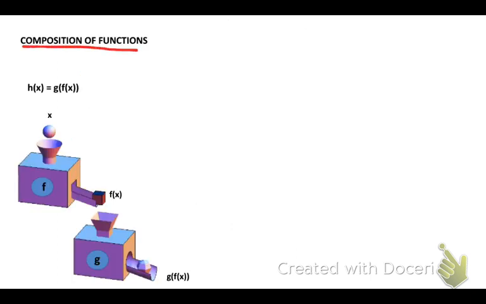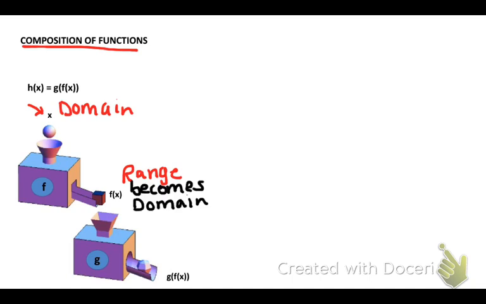Composition of functions. So now we have a function within a function. So we're going to put in an x, and that x is our domain. And when we put it in our little function machine, out comes f of x, and that would be our range. But what happens is the range becomes the domain of our next part. So now we're going to input that value, and out comes our g of f of x. Let's look at a couple examples, and it'll help clear it up a little bit.